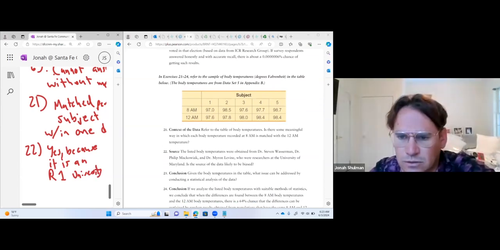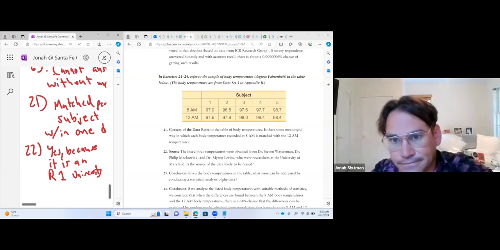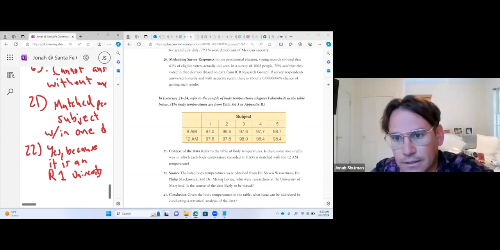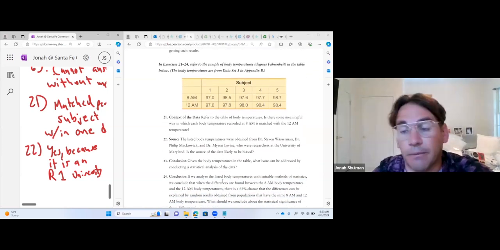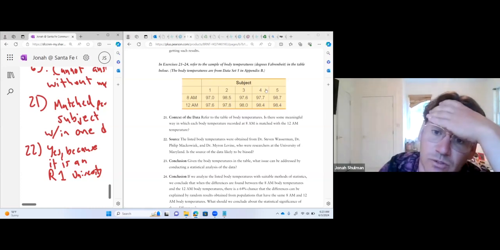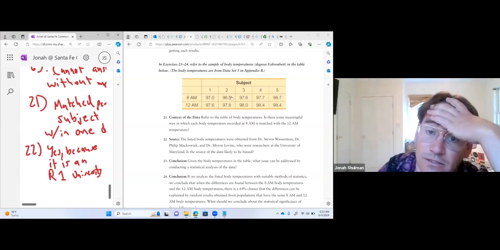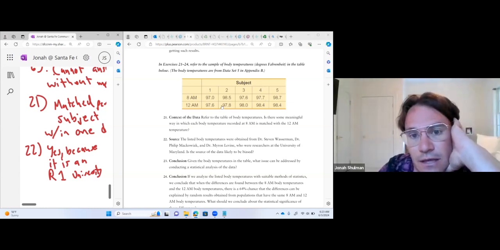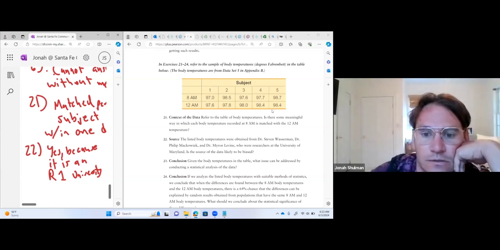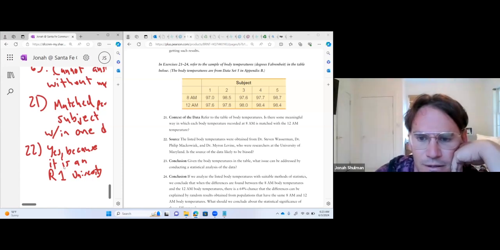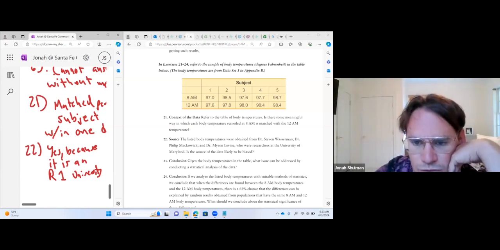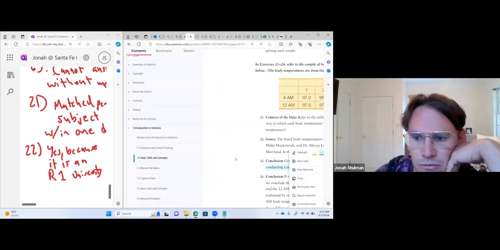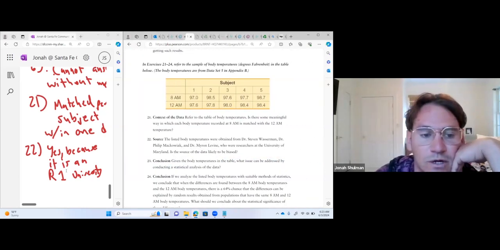23. Given the body temperatures in this table, what issue can be addressed by conducting a statistical analysis of the data? We could do a t-test and compare them. We only have 5 samples, though. I would say that this isn't enough data. I say we do not have enough data to make that call. That is my opinion. We can say that as the day rises, the temperatures seem to go up. Oh, it's just asking what could be addressed. So what issue can we address? We can do a study and ask, does the temperature rise throughout the day?